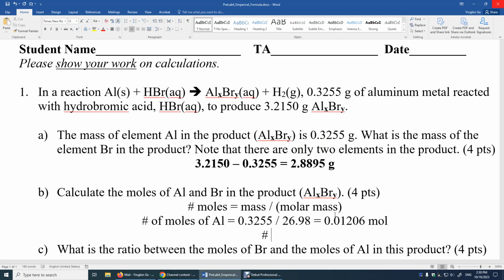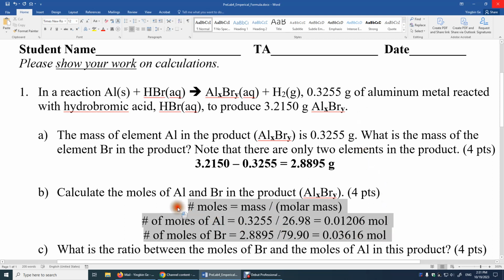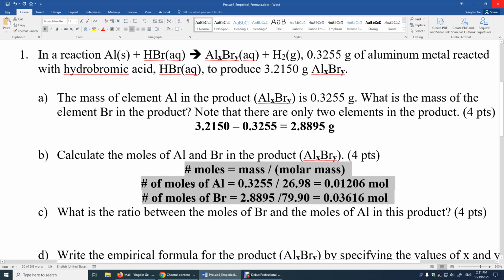We do the same thing for bromine. We have mass on top. This is the mass of bromine on top, divided by its molar mass. It's 79.9 from the periodic table, and we keep 4 sig figs. Alright, I'm just going to highlight these steps.